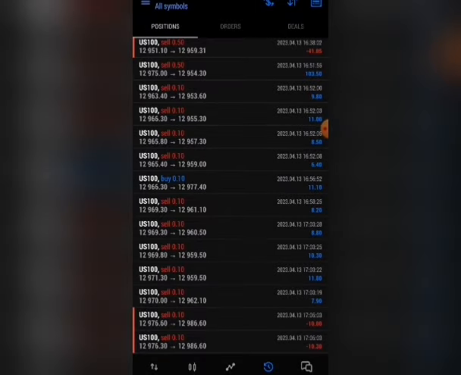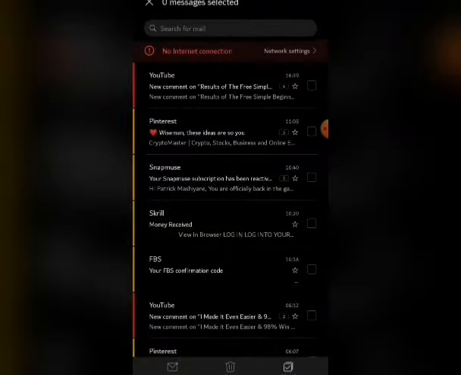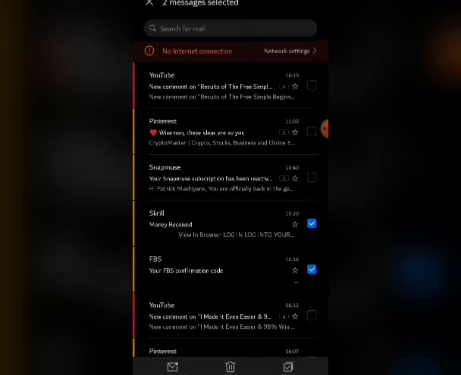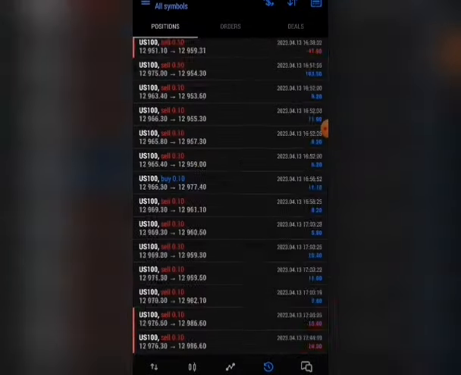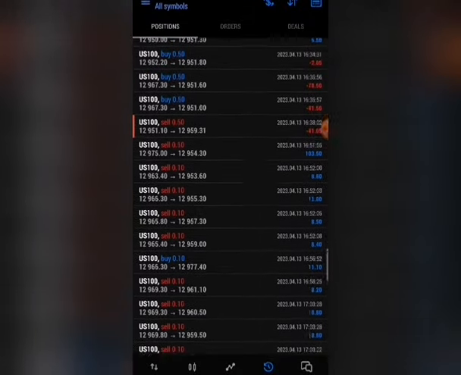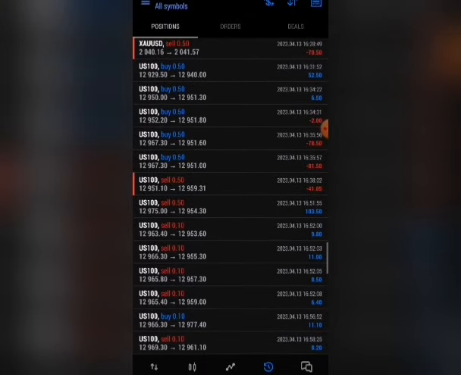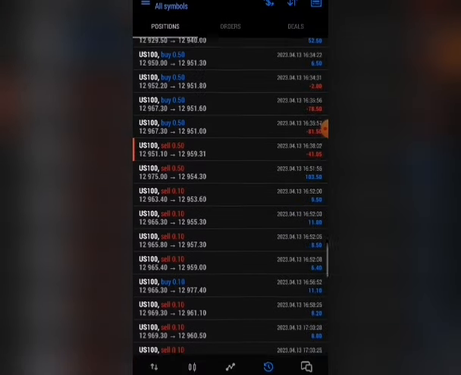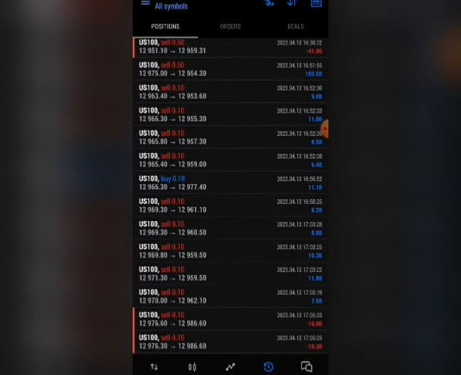If I can show you my email inbox, this was the screen confirmation code or screen money received and FBS confirmation code sent to my email. Okay, it has been working out. This is only US100, okay, and gold, but I won't talk about gold. I just want to talk about US100. So I want to show you this technique that I've been using.